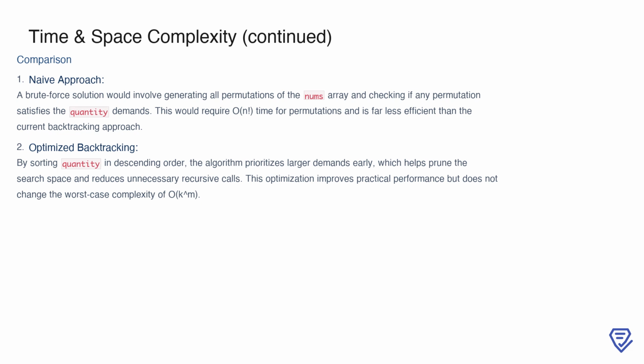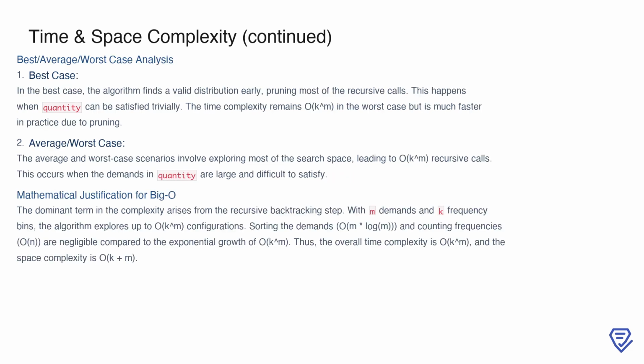Although this optimization improves practical performance, it does not change the worst-case time complexity, which remains O(k^m). Finally, let's analyze the algorithm in terms of best, average, and worst-case scenarios. In the best case, the algorithm quickly finds a valid distribution, allowing it to prune most of the recursive calls. This typically happens when the demands in quantity are easy to satisfy, resulting in much faster execution in practice. However, the worst-case and average scenarios involve exploring a significant portion of the search space. This occurs when the demands are large or challenging to allocate, leading to O(k^m) recursive calls.